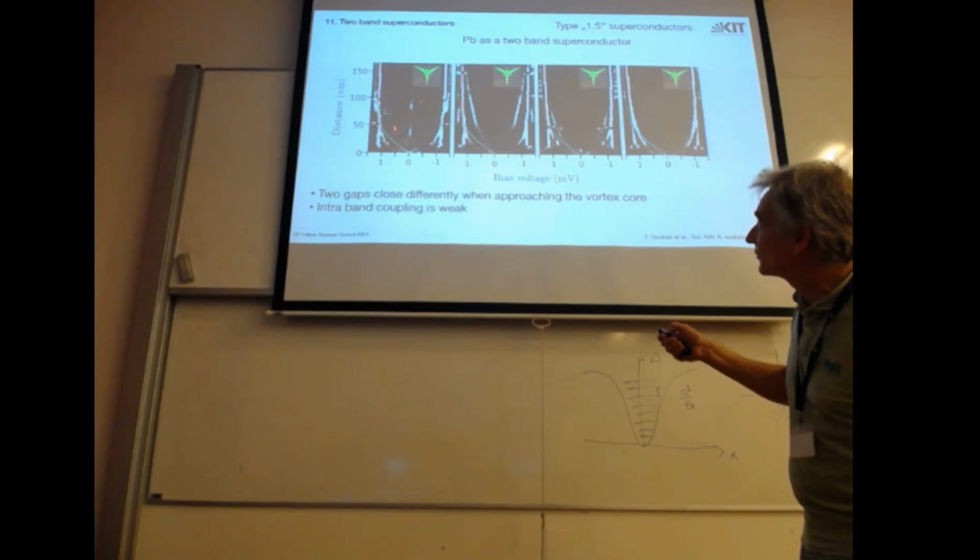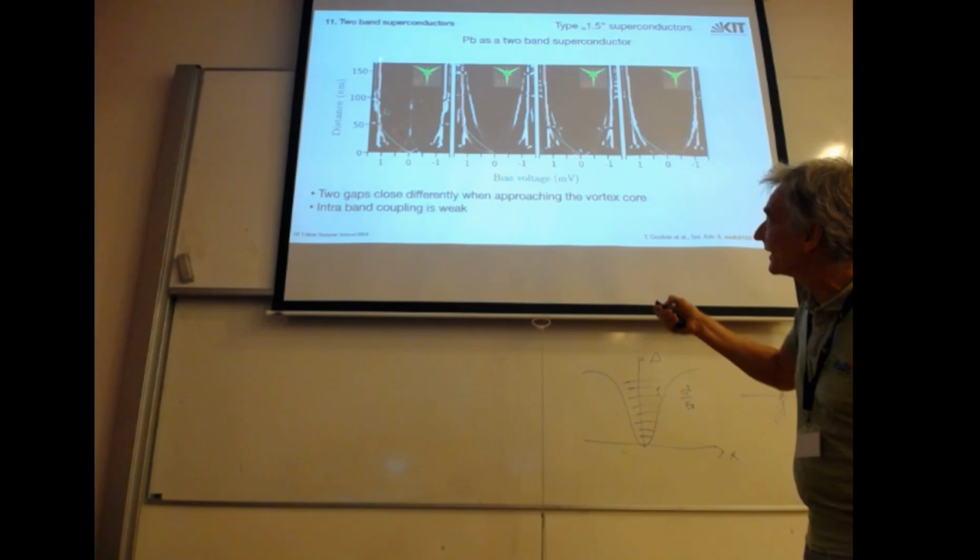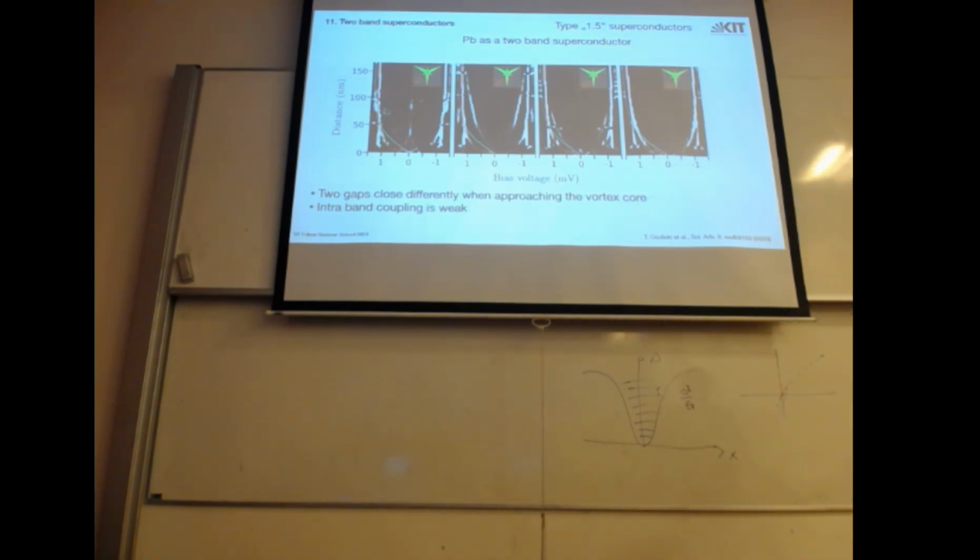And you see for the two bands, pink and red, that they are here, but they don't close together. They behave independently. So we have two condensate states which in principle don't talk to each other, which means the scattering from one band to the other band is very low. Each of them has its own equations for how to close in the presence of the magnetic field. So they are actually really two separate condensates.